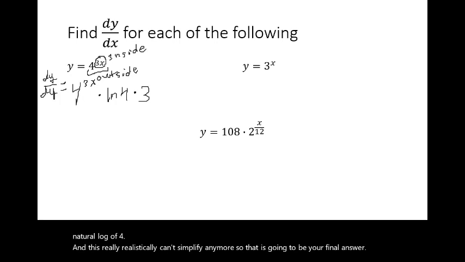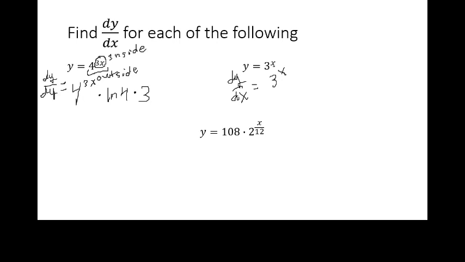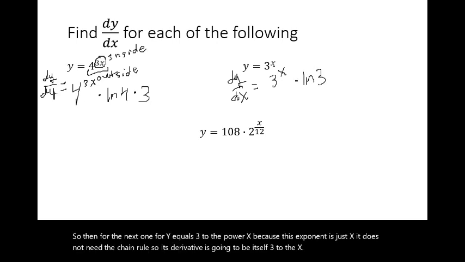So then for the next one, for y equals 3 to the power x, because this exponent is just x, it does not need the chain rule. So its derivative is going to be itself, 3 to the x, times the natural log of its original base, so times natural log of 3.